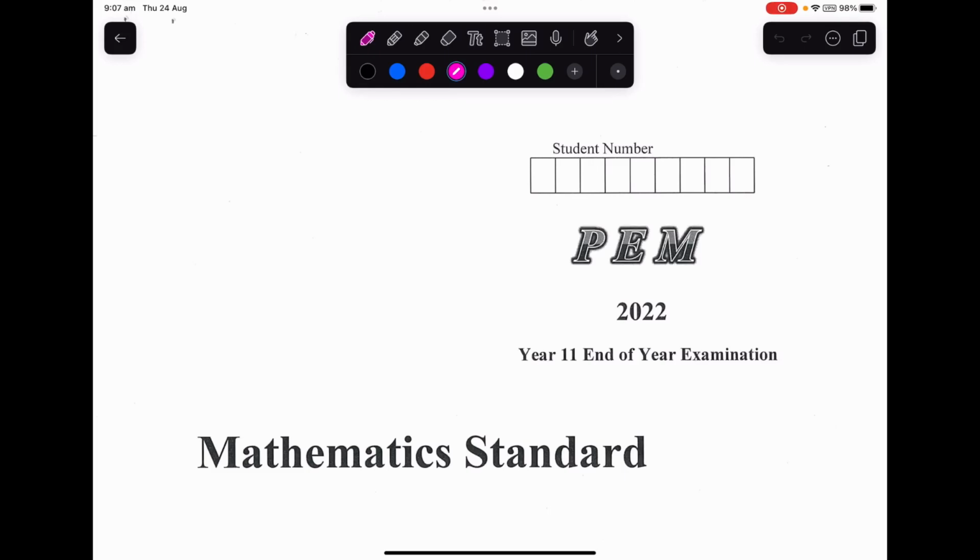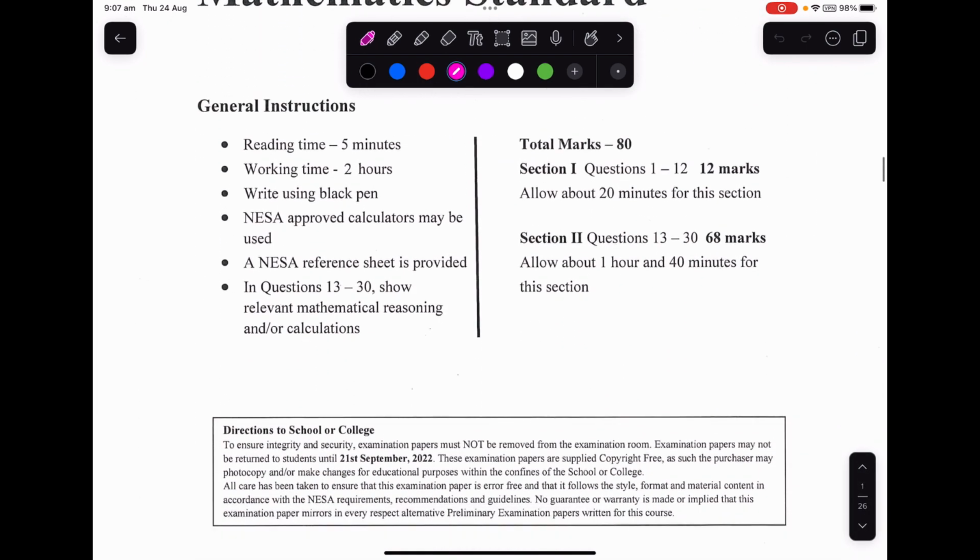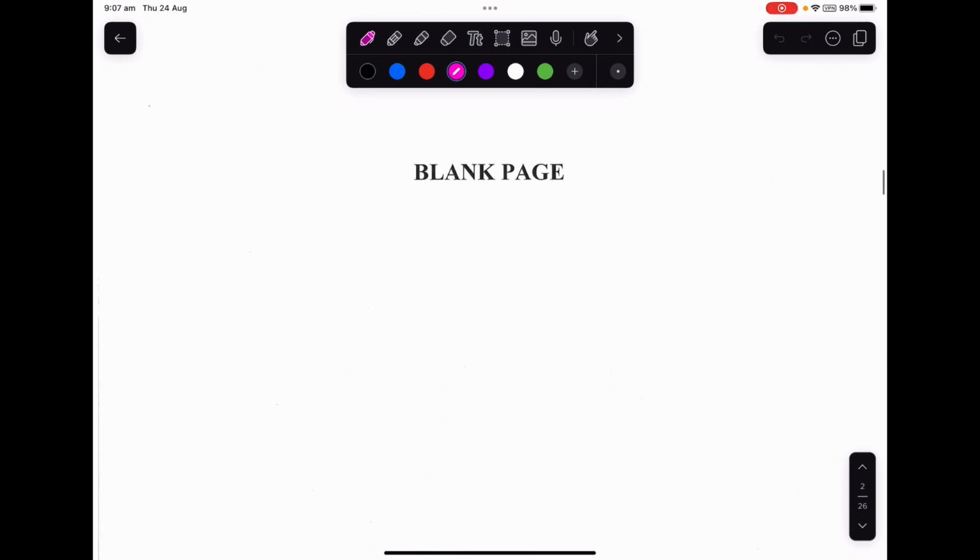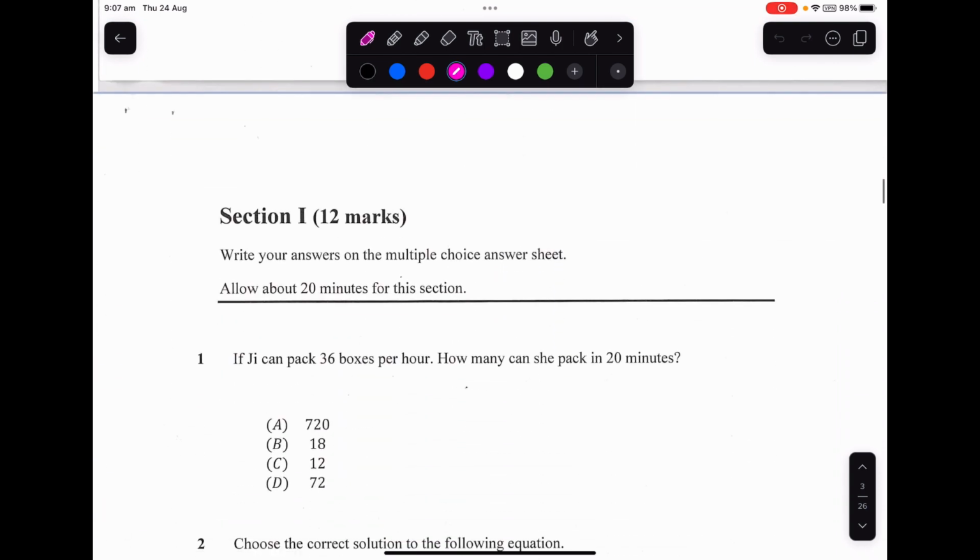Hi Year 11, I'm just going to go over the 2022 PEM preliminary exam so you can help yourselves with these answers to get ready for your prelim exam coming up in the next couple of weeks.